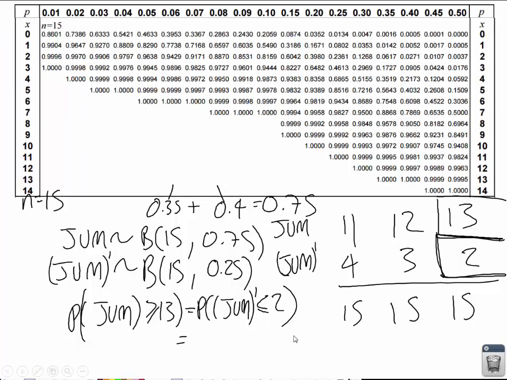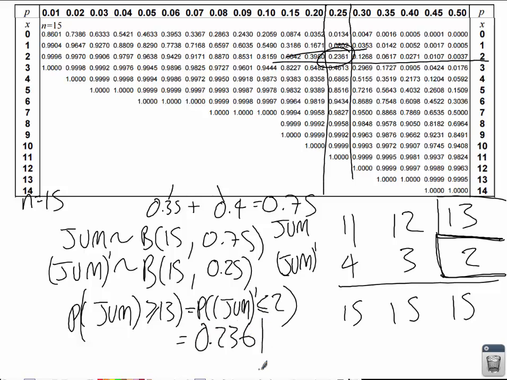So n is 15, so find your correct table. P is 0.25, it's over here. I'm working out less than or equal to 2. This is the number I want, 0.2361. To three significant figures, this is equal to 0.236. And I am done.